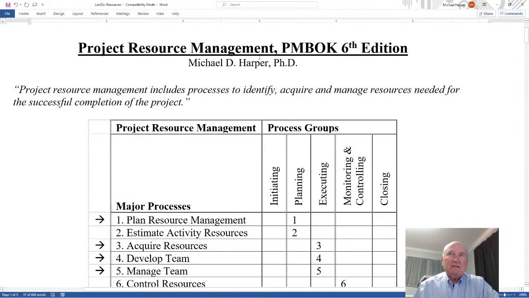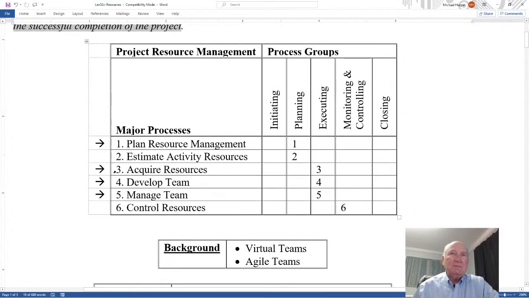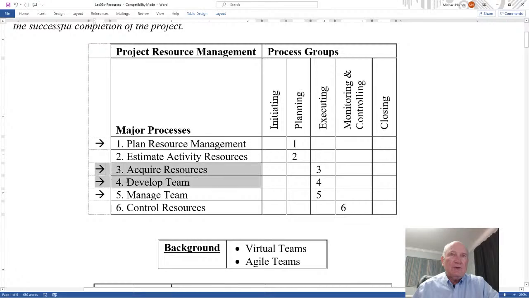Project resource management from the 6th edition of PMBOK includes the processes to identify, acquire, and manage resources needed for the successful completion of the project. There are 6 processes, spread over the planning, executing, and monitoring and controlling process groups. We will just look at processes 1, 3, 4, and 5. Notice 4 and 5 really focus on the project team, and for this overview, I will focus on the project team as a primary resource.